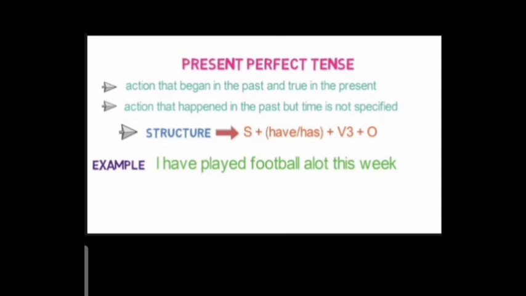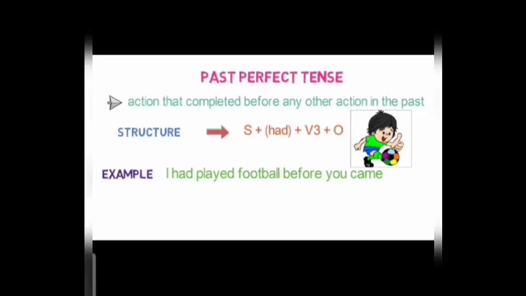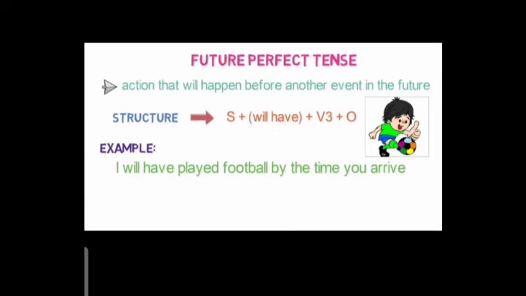Let's understand the next tense. Past perfect tense. It refers to an action that completed before any other action in the past. The structure of the sentence is subject plus had plus verb's third form plus object. For example, I had played football before you came. So, one action of playing was already completed before another action in the past.